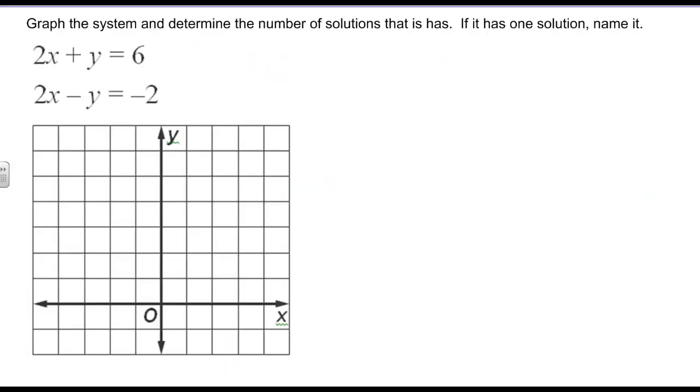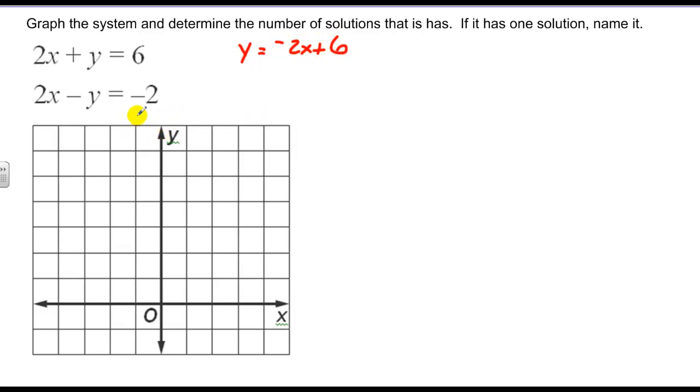Now we're going to actually find some intersections by graphing, and you'll probably need some graph paper to do this fairly accurately and find the exact intersections. You'll at least have to know how to do it accurately on a test or a quiz with graph paper provided. They want me to graph the system and determine the number of solutions it has, and once I've done that, we're going to name the solution if it has any. So I need to put these in slope-intercept form. I'll subtract 2x from both sides, so y is negative 2x plus 6.